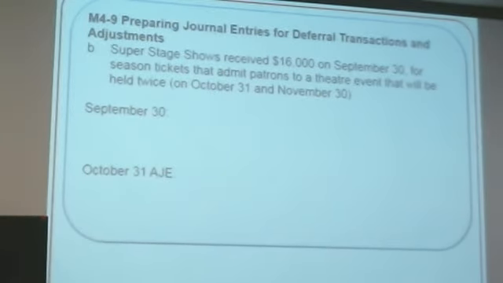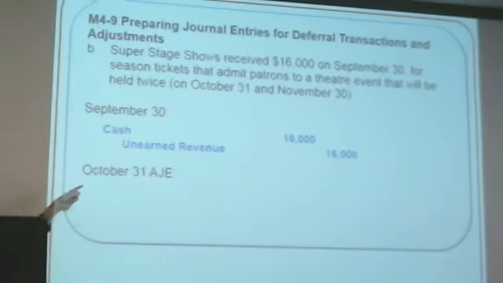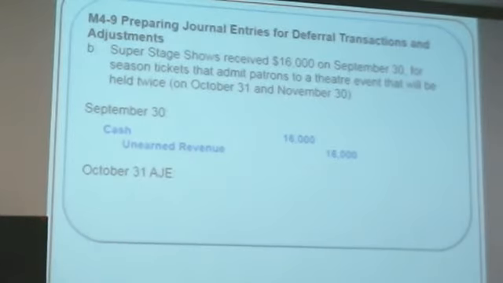Unearned revenue. We haven't earned the revenue yet. Okay, unearned revenue, remember, is not revenue. It's a liability. It goes on your balance sheet. So we received cash for something that we have to provide in the future. We haven't done anything yet. Not until we have the two shows can we actually record the revenue that we earned. Okay? Does that make sense to everybody? Any questions on that piece?